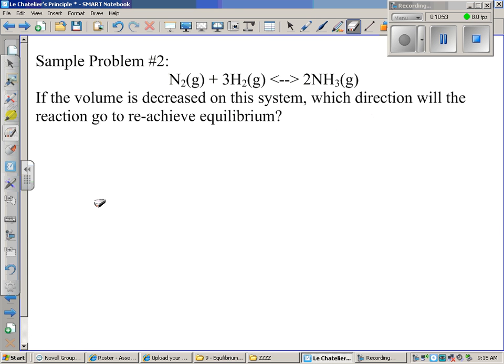Okay, so let's take a look at this one. Now this one, notice, all they tell you about is the volume. You have to immediately realize when they tell you volume is decreased, that really what they're saying is that pressure increased. You have to do that yourself. And then they want to know which direction this is going to go to re-achieve equilibrium. So again, notice everything is gases. On this side, I have a total of 4 moles of gas. On this side, just 2.